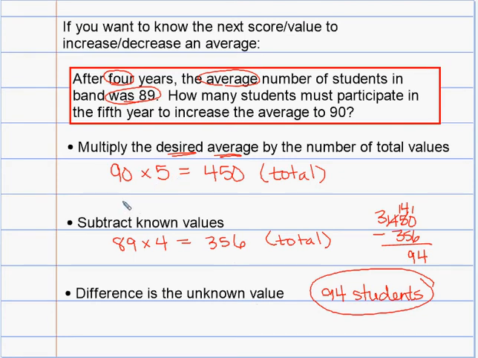Okay, these problems are tricky, but if you follow the process, we're working backwards. We have to get that sum. We have to know the total, given an average. What is the total that we would divide by that number of numbers to get the average? We have to multiply to get that total so we can subtract what we know.